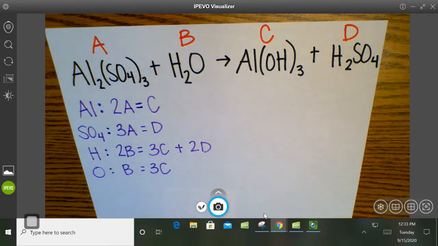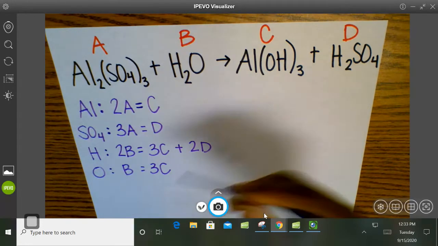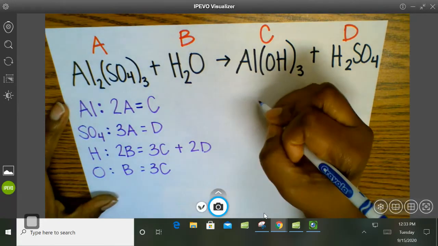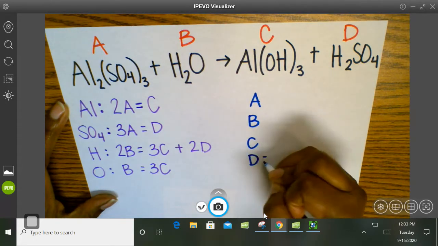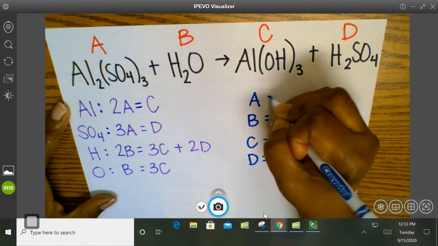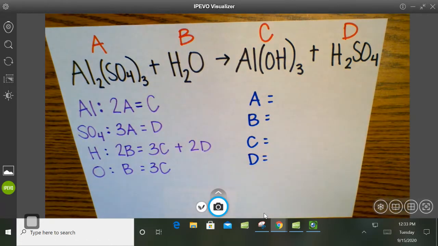At this point, I guess this is where the algebraic part comes from, coming up with our equations. So now I'm going to write my variables A, B, C, and D. How many variables you have depends on how many compounds you have in your equation. If you have 5 compounds, you'll have 5 variables. If you have 3 compounds, you have 3 variables. Now, to solve for your variables, you have to have one variable equal to the number 1.